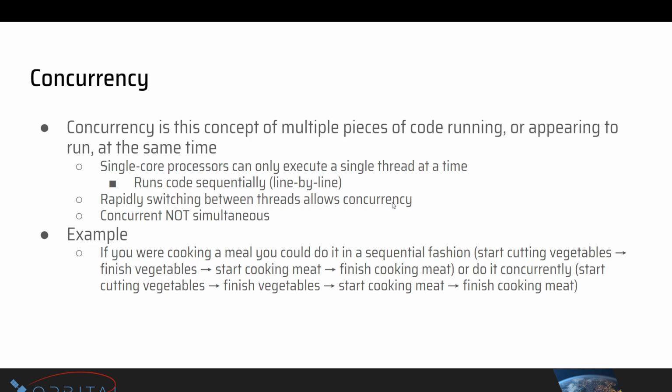For example, if you were cooking a meal, you could do it sequentially, where you start cutting vegetables, finish the vegetables, then start cooking meat, and then finish cooking the meat. This would be without any type of concurrency. But if you do it concurrently, you could start cutting some vegetables, and then while you're doing that, start cooking some meat as well, then finish the vegetables while you're waiting for the meat to cook, and then finish cooking the meat after that. So it avoids you spending time not doing anything else because you're waiting to finish one thing.